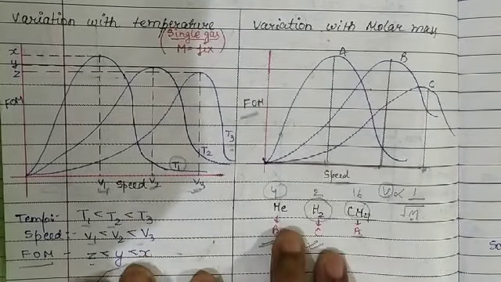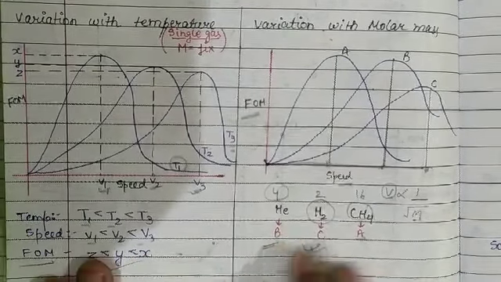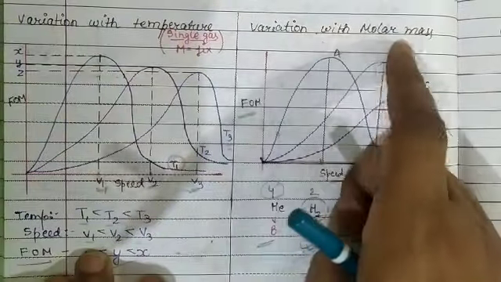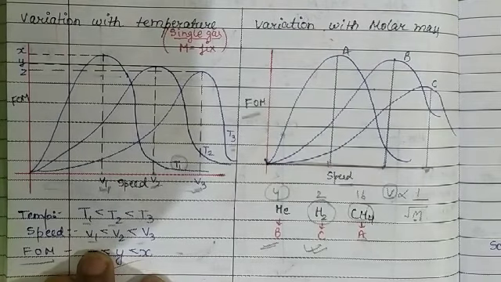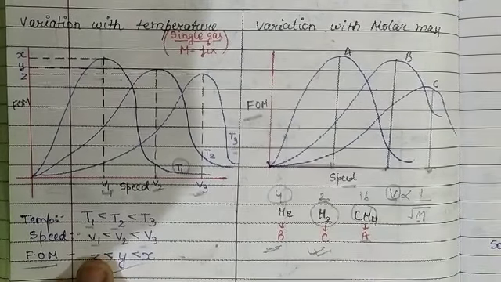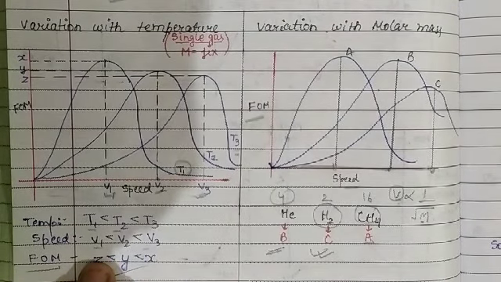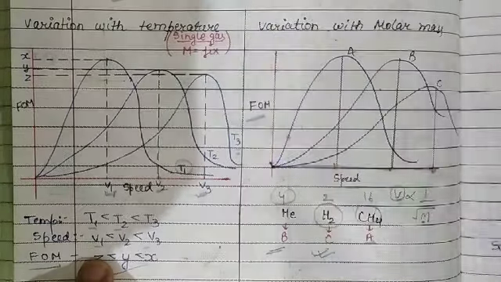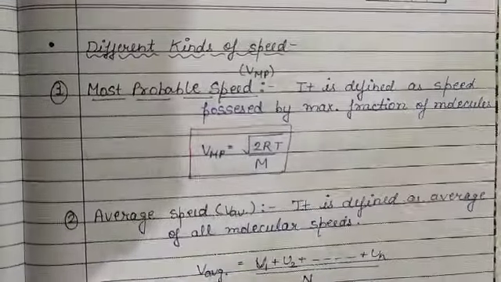So this is the variation of molecular speeds and fraction of molecules with temperature and molecular mass. These two graphs are basically the Maxwell distribution curves. Now we will see the different types of speed. What are the different types of speed?